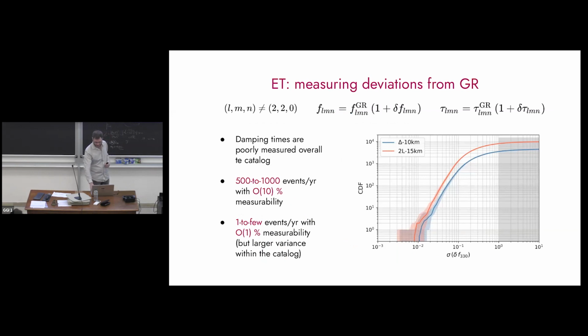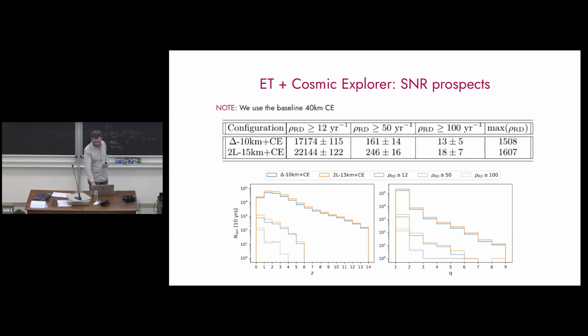Since I have only 5 minutes, I will skip this slide. This is telling you that with Cosmic Explorer, the situation improves dramatically, by a factor of 5 actually. Now you have between 15 and 250 events per year with ringdown SNR larger than 50, and for ringdown SNR larger than 100, you have tens of events per year. But individually, there are some events in the catalog for which you even reach SNR up to 1,000 or almost 2,000.